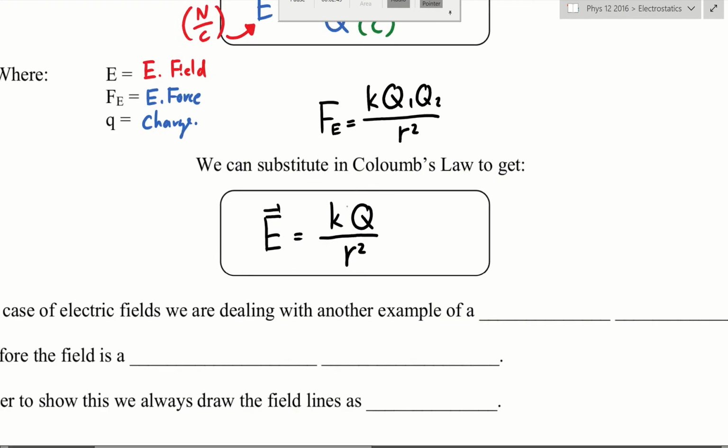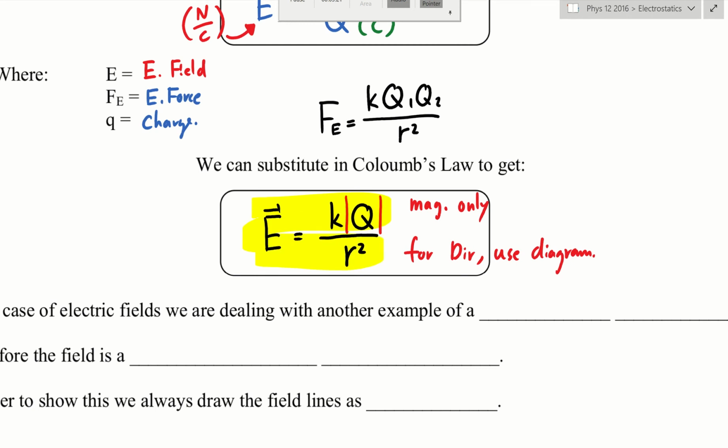Still, no direction can be told from the equation itself. So we are still using this for magnitude only. For anything to do with direction, you have to draw a picture, use a diagram, exactly the same thing as the force equation last day. But the equation itself shouldn't be too hard to deal with, because it's just Coulomb constant multiplied by charge, divided by the distance from that charge squared.